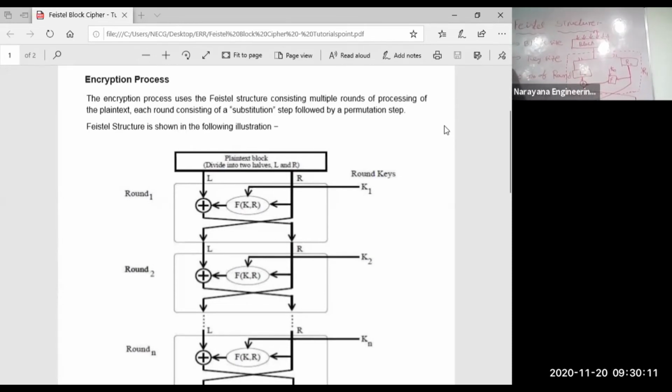So here, how to measure the security? So is this concept understood or not?